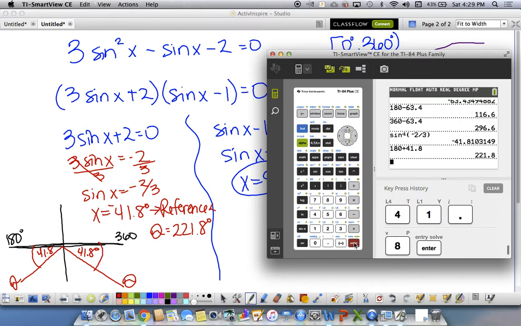Okay, this one over here. So I'm going down from 360. So I'm still going to subtract 360 minus 41.8. And I'm going to get 318.2 degrees. So x could equal, I put a theta, I'm sorry, x could equal any of these three numbers.